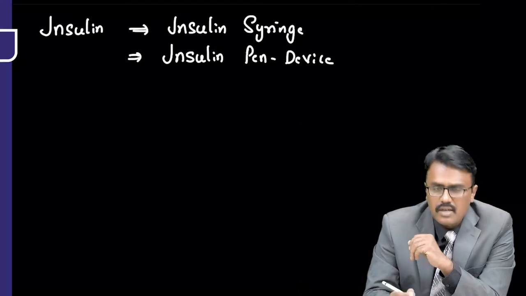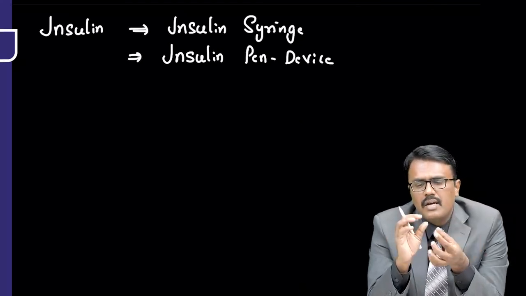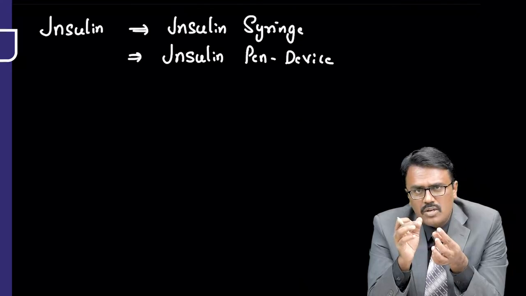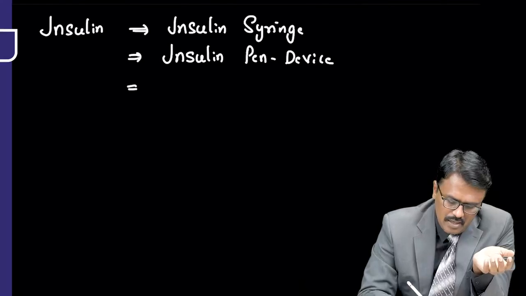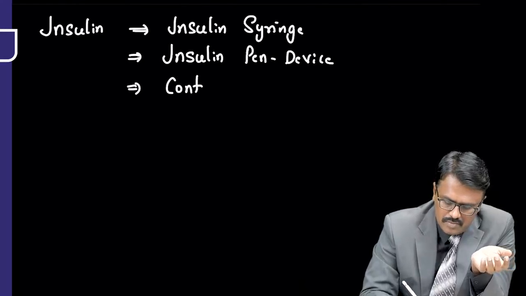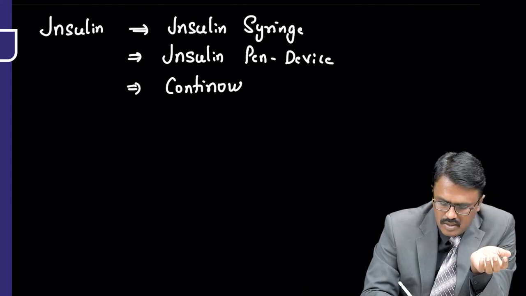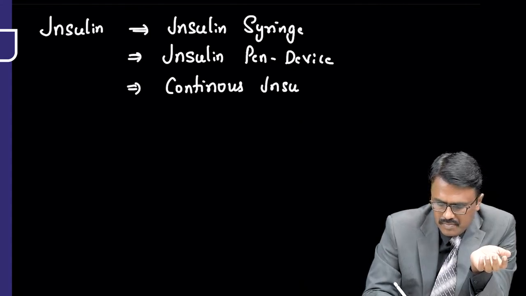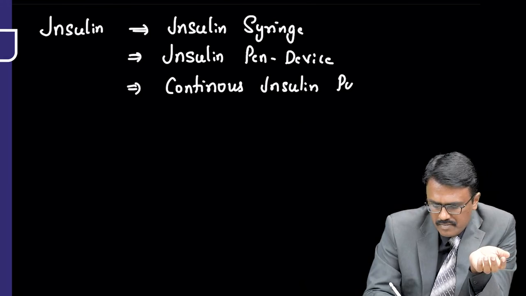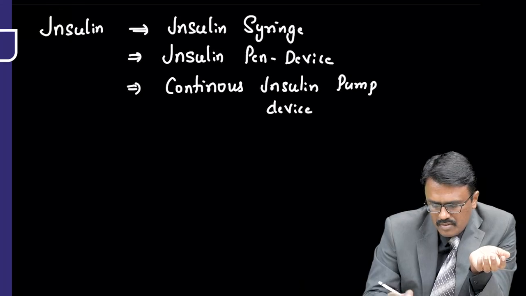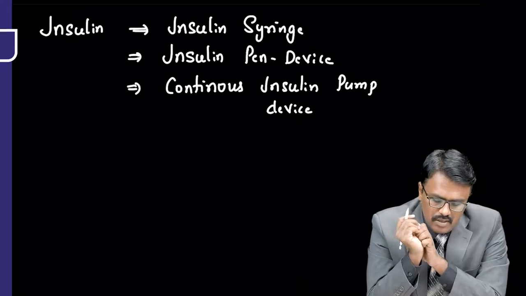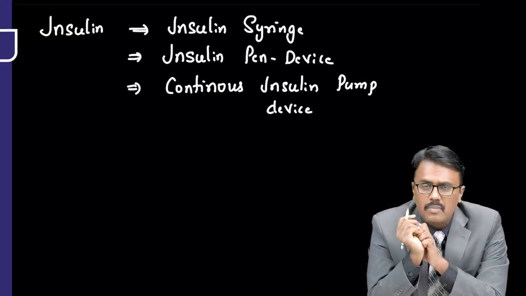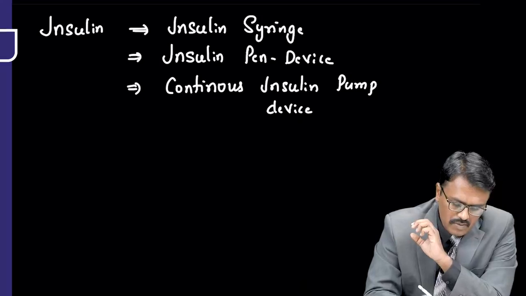So it's a device where you just open the cap, you can adjust the dose, how much is required, and then prick it. Then we have continuous insulin pump devices. So these are also available. These are the different ways of delivering insulin: insulin syringe, insulin pen device, insulin pumps. These are the ways to deliver insulin.